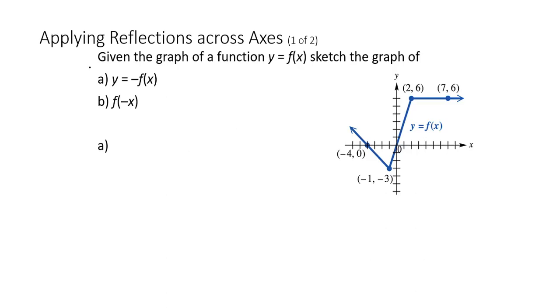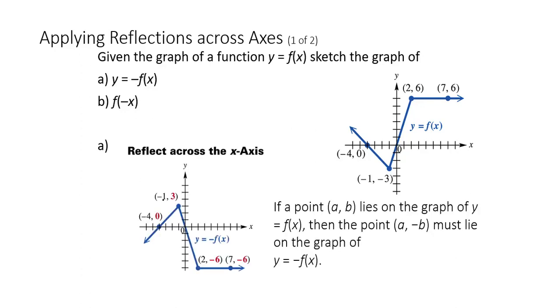So when applying this reflection across the axis, given the graph of the function f of x here, we want to graph y is equal to minus f of x, and also we want to graph f of minus x. As you can see, the first one would be a reflection across the x-axis. You see how this line here is reflecting across this x-axis. It goes down here. So you notice that point 2 and 6 returns to 2 and minus 6, because that's a reflection across the x-axis. Point 7 and 6 on this line will reflect to 7 and minus 6. So this line here will transfer to this line because it's reflecting across the x-axis.